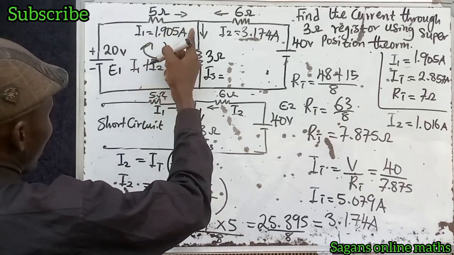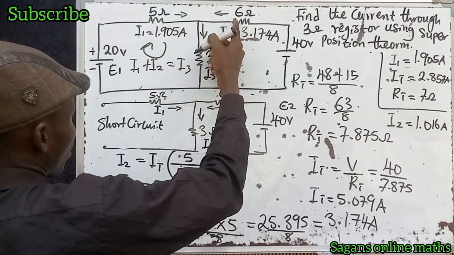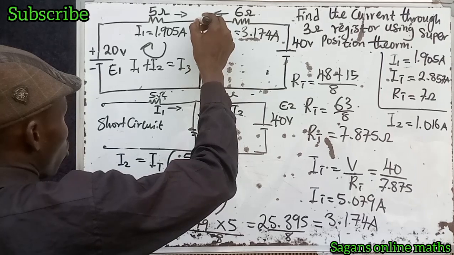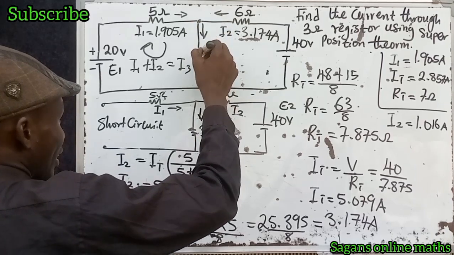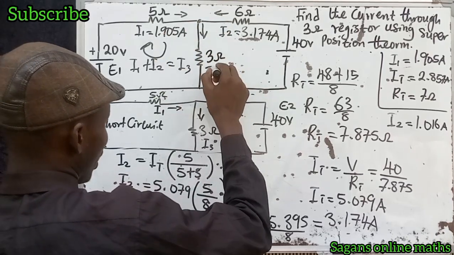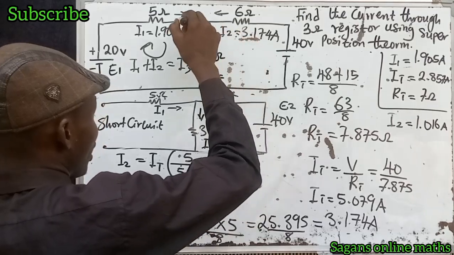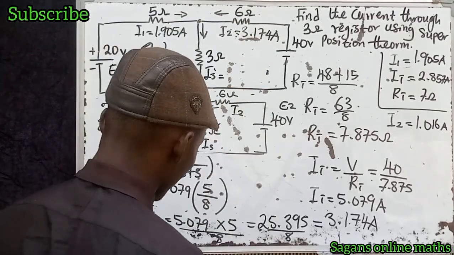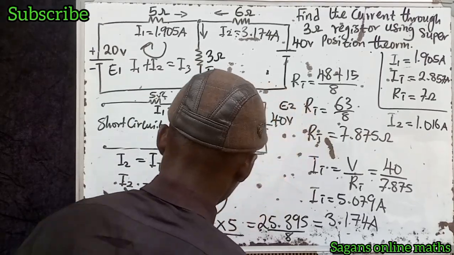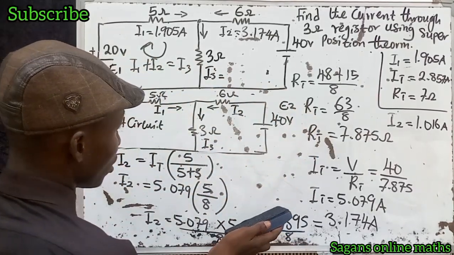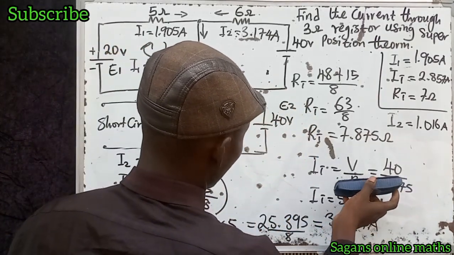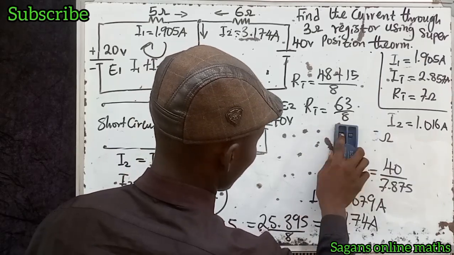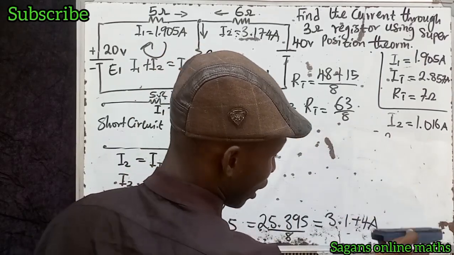If you know the current that is flowing here, and also know the current that is flowing to here, that means this is a loop. Okay, we can know the current that is entering here. That means this plus this will give us the current that is going here, and this minus this will give us the current that is going here. So now we can find the current in our 3 ohm resistor. Let me remove this from here, please.